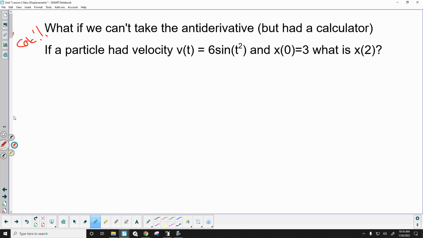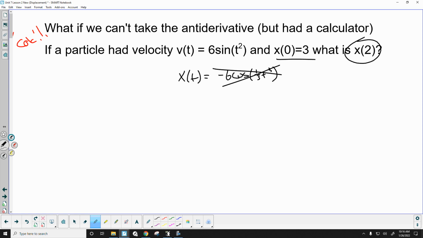I can't take the antiderivative of 6 times t squared. You might think you can. You might think, oh, yeah, isn't it negative 6 cos 1/3 t cubed? No, it's not. So, it's wrong. Try, you get it wrong. But I'm still going to be asking you, hey, where am I? Where's the dude?